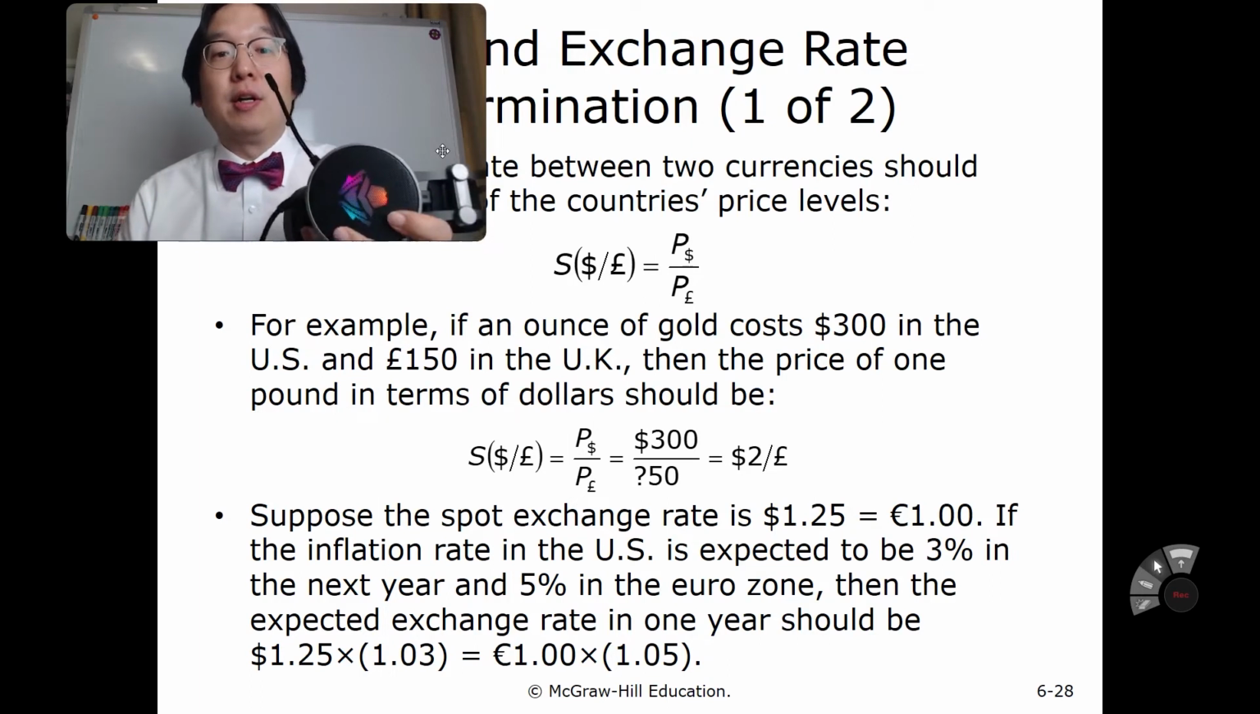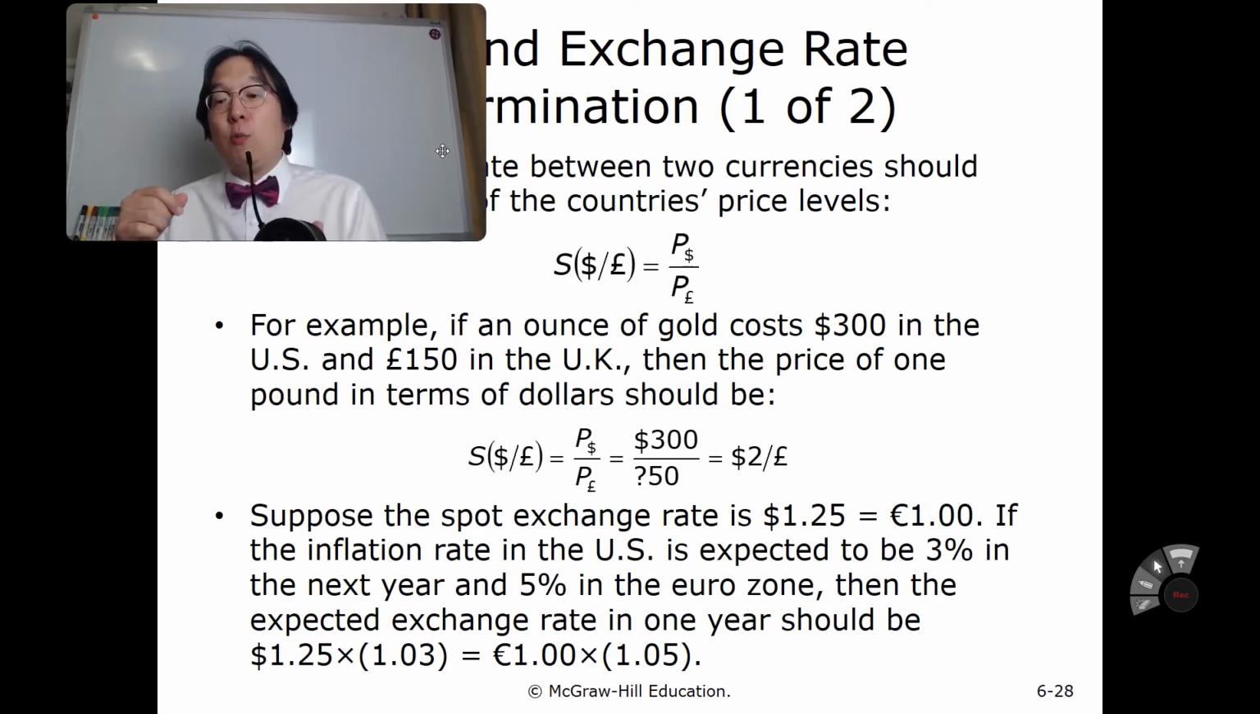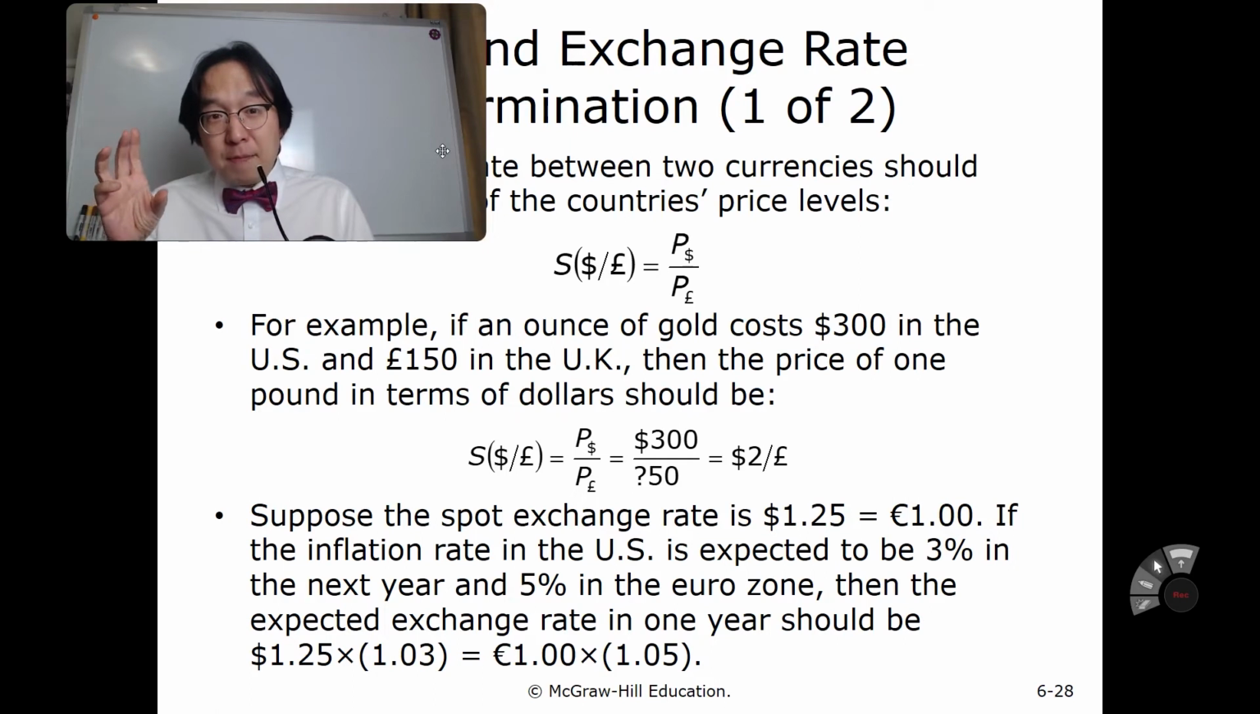Now we have a light over here. Good. Suppose the spot exchange rate is $1.25 per euro. If the inflation rate in the US is expected to be 3% in the next year and 5% in the Eurozone, then what happens? Well, one currency's value is going down faster because of the higher inflation rate. That means it should affect the exchange rate. With 5% in the Eurozone, the euro's value will go down, so it should affect the dollar to euro exchange rate. The euro will devalue, depreciate faster than the United States dollar.